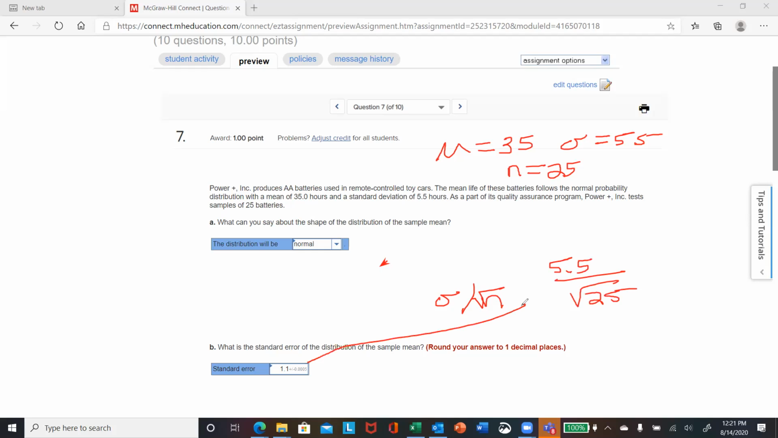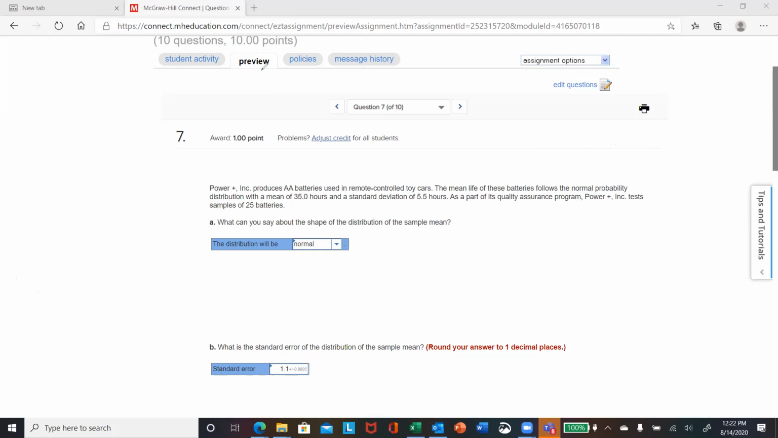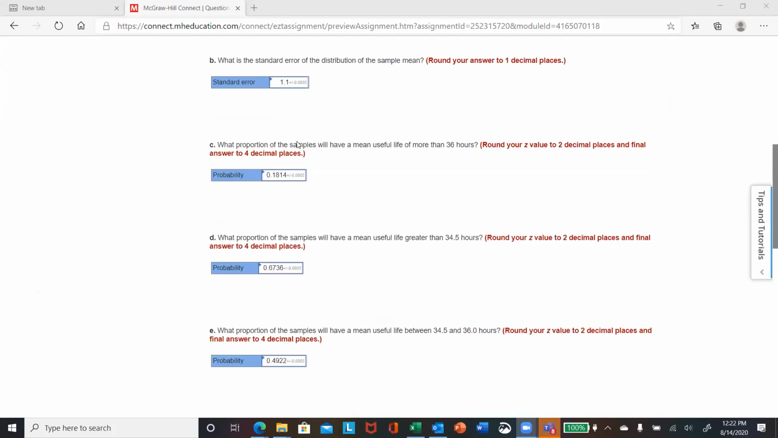So once you come up with this number, when you do your z formulas, just to remind you, it's x bar minus mu divided by 1.1. And then the rest of these are pretty similar to what we did before. They just want you to then find the areas within. So like on part C, it says more than 36.